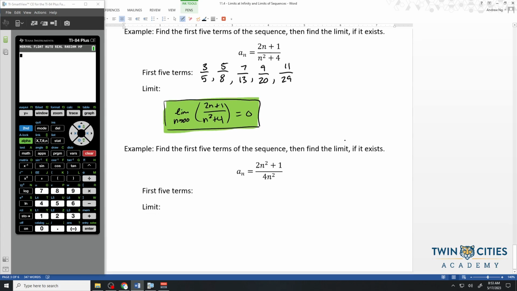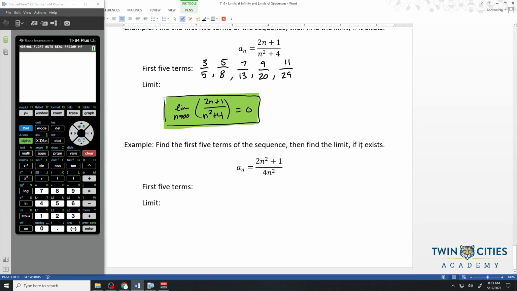Okay, last one. 2n squared plus 1 over 4n squared. First 5 terms again. So let's plug in the first one. So n to the second power. 1 squared would be 1 times 2 would be 2 plus 1. So I've got 3 over 1 squared would be 1 times 4. So that'd be 4.